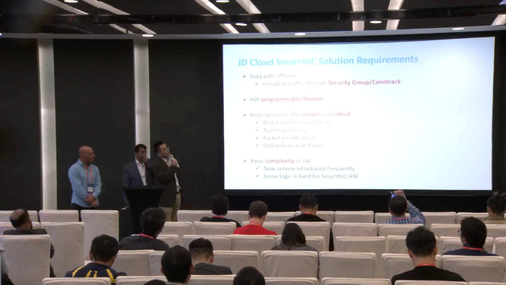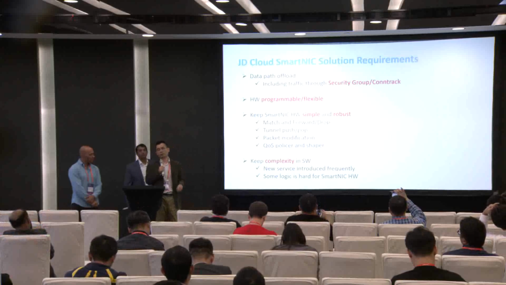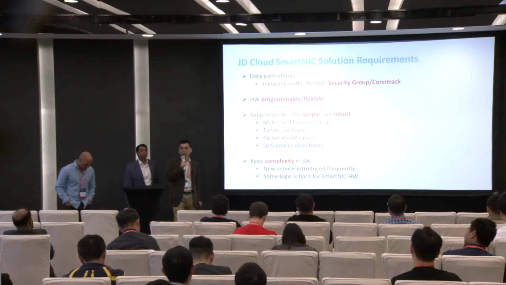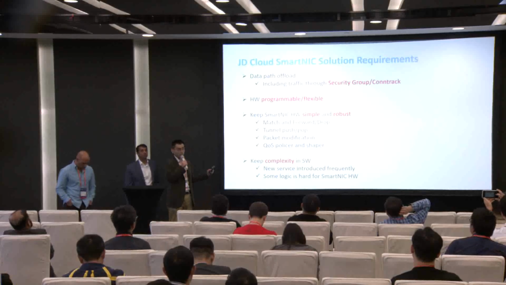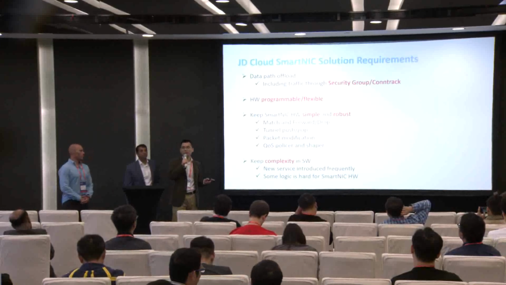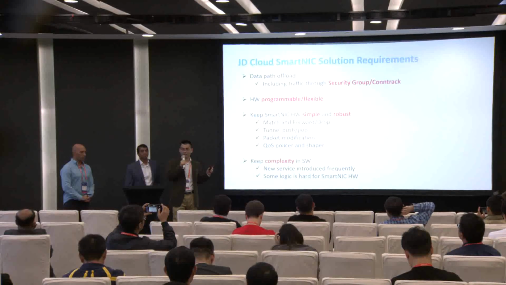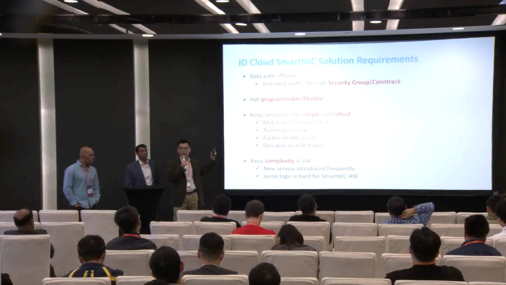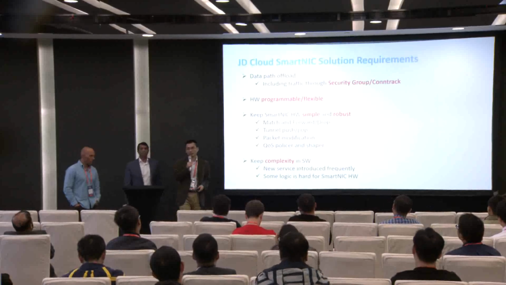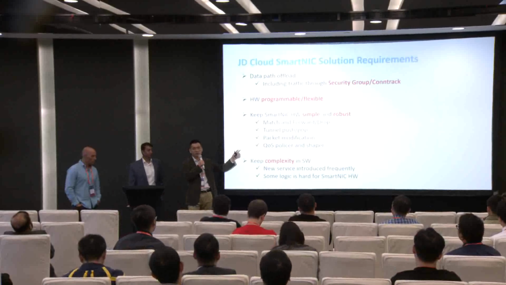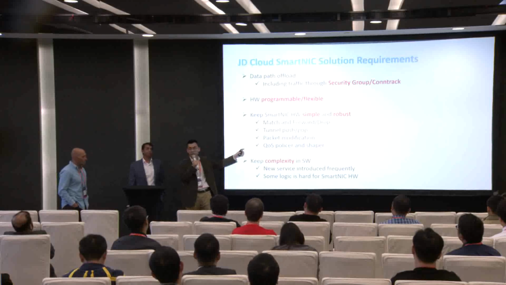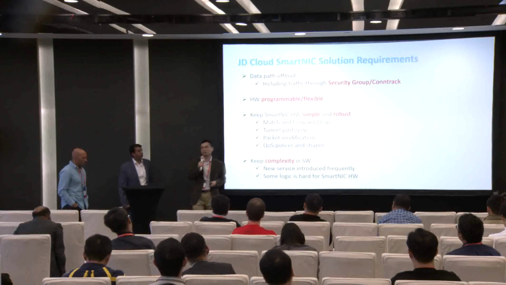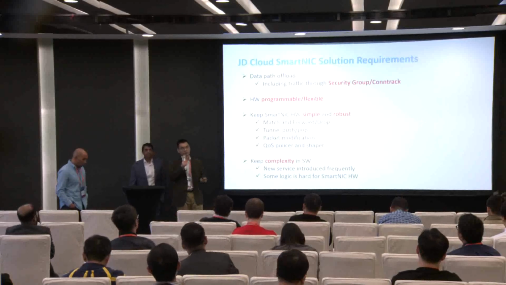So when GD Cloud designed our SmartNIC solution, we had several requirements and several design considerations. The first requirement is we need to offload the data path, including the packets going through the security groups. The second is we hope the hardware is programmable, or quite flexible. The design consideration is we need to keep the SmartNIC hardware simple and robust. It should provide functions like match and forward, tunnel push and pop, packet modification, and queues like policer and shaper. The second consideration is to keep the complexity in software. Then we can introduce new services more easily and more frequently.